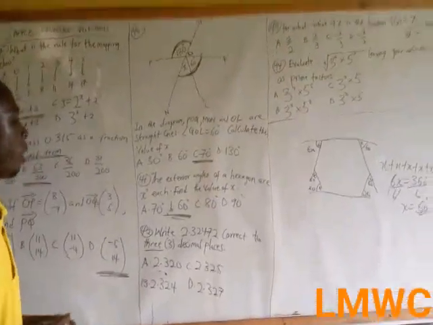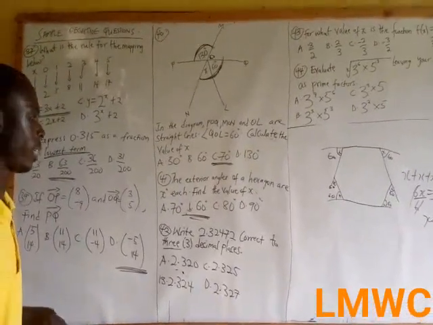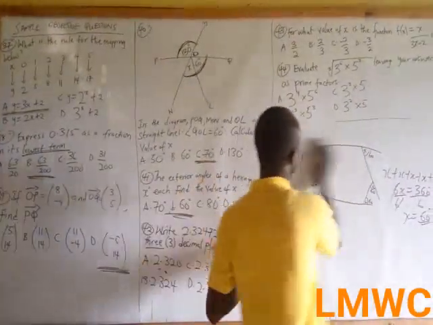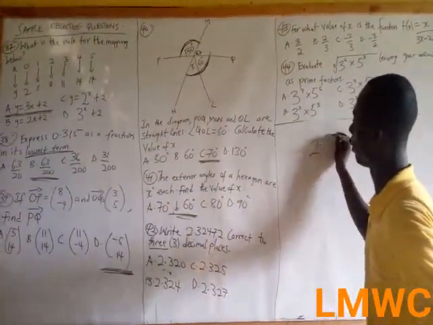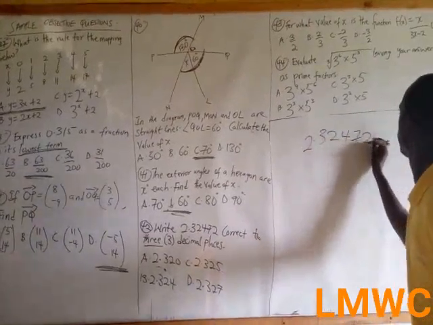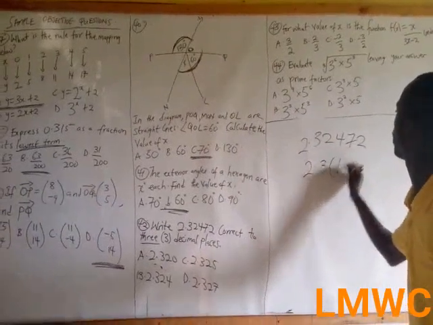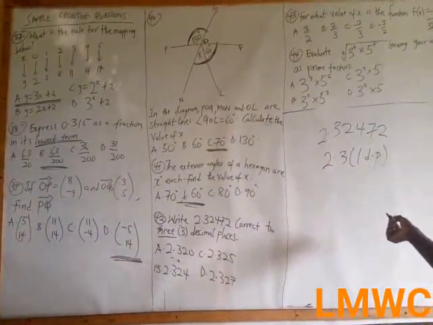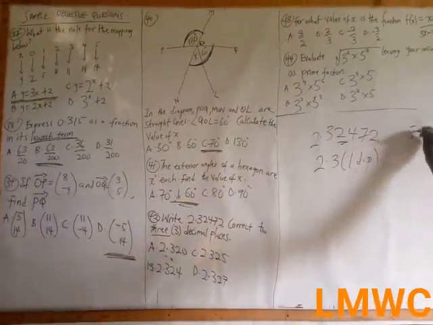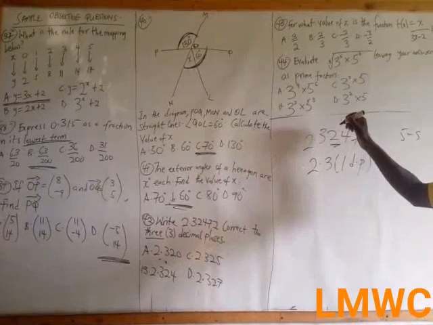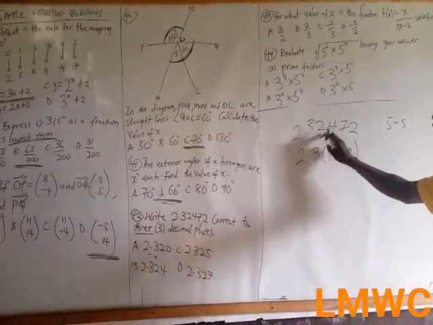Write 2.32472 correct to 3 decimal places. So always, if you are given something like this, it's not difficult. 2.32472. If you are asked to write this in 1 decimal place, it becomes 2.3. You write 1 dp in section B. You check the next value. If it's more than 4, from 5 to 9, you round it up, and you take that number as well. But this is less than 5. That's why I didn't round it.